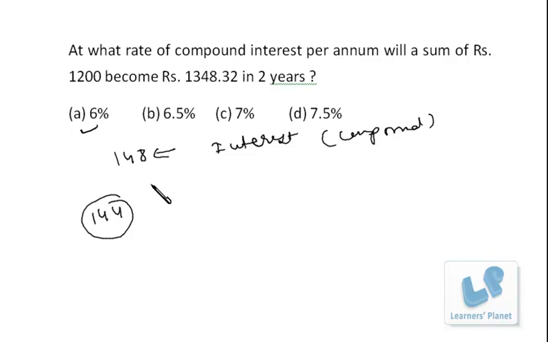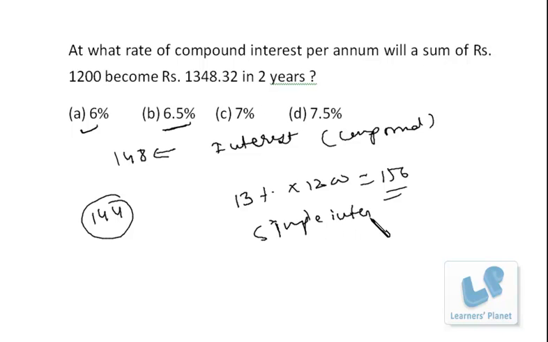Now suppose I take 6.5%. In that case, for 2 years, 13% interest will be charged. So 13% of 1200 is 156, and that too simple interest only. Getting my point? So compound interest will be definitely higher than that. But our total interest amount is 148, that is closer to 144. So definitely your answer will be 6%, not 6.5 or any other value.